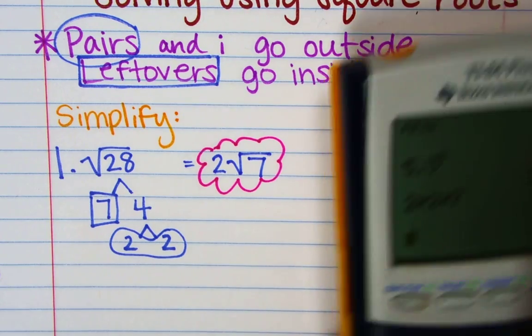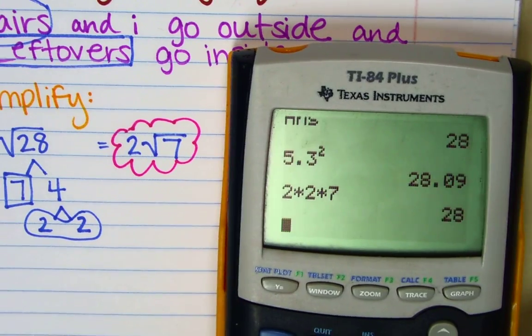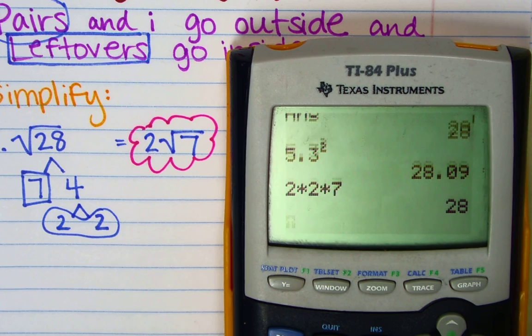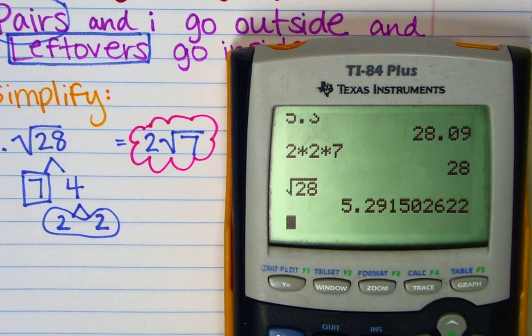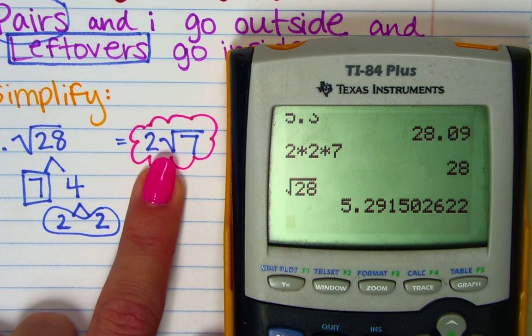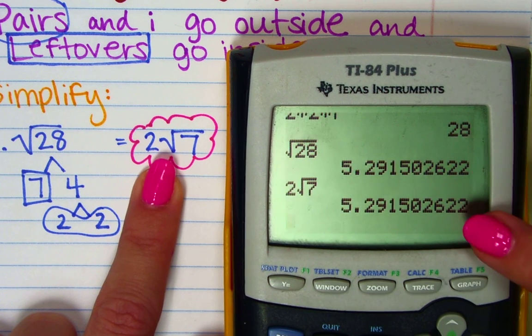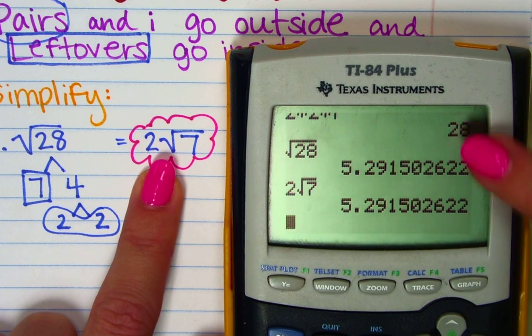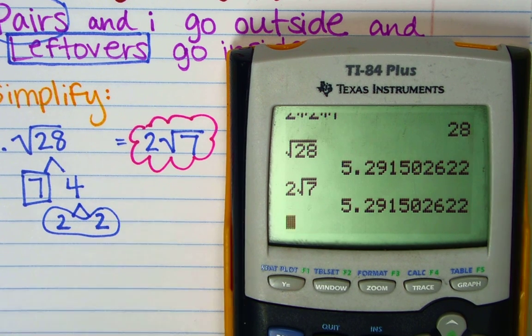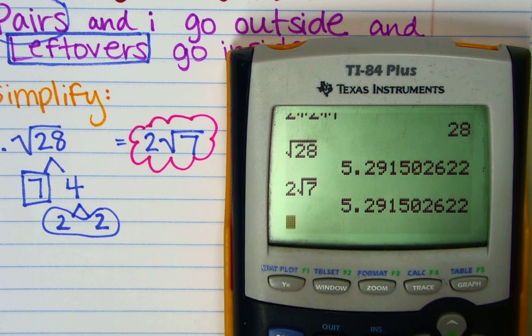It gave me that long decimal, but I can check it by putting in second square root 28 and then 2 times radical 7, or just 2 radical 7, right? If I get the same thing, see how they're both the same ugly long decimal? That's how I know I did it correctly. Okay, again, it won't give me the answer, but I could check it and make sure I did it correctly.